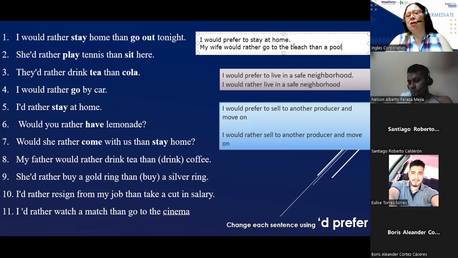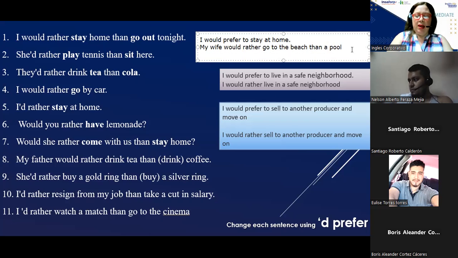Transform it: my wife would prefer to go to the beach than.